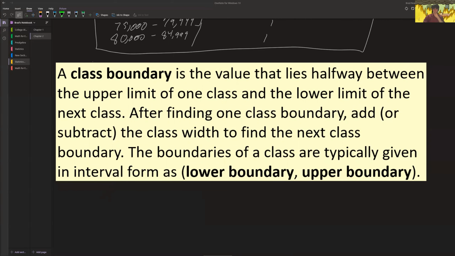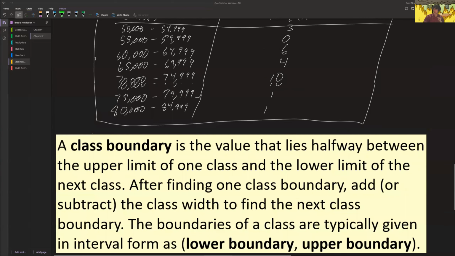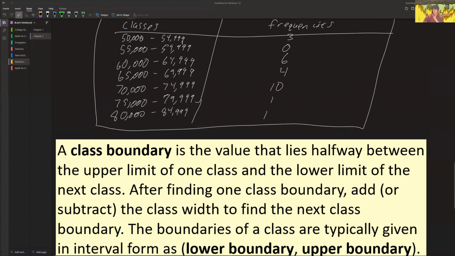So if we were looking at these here and I wanted to find my class boundaries, the trick is you can add the limits and divide by 2, and that's totally fine. That will get you there. So you could take 50,000 plus 54,999, which is 104,999, divided by 2, and that would get you 52,499.5.